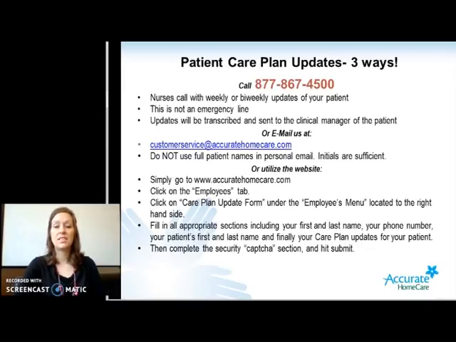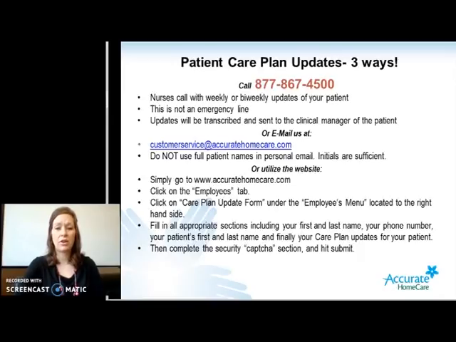So you can call this 800 or 877 number listed at the top. It's not a line that a live person will answer, but rather it's an answering service with prompts where you will leave the message with your patient's update. You can also email to customerservice@accuratehomecare.com. Ensure that you do not use full patient names in your email. That would be a HIPAA violation. Rather, initials are sufficient. We can take a look at the schedule and see where you work and find out which patient you're discussing. Or you can utilize the website.